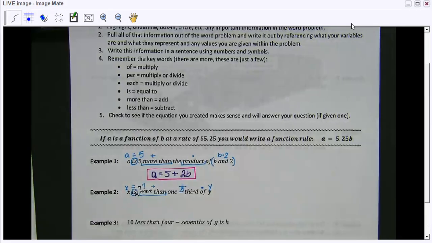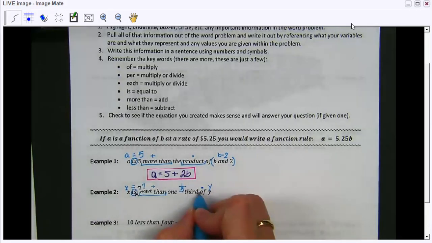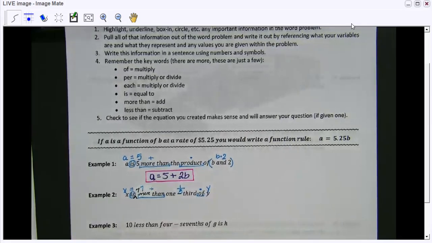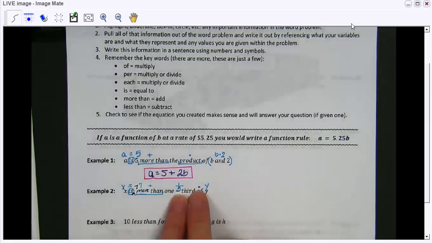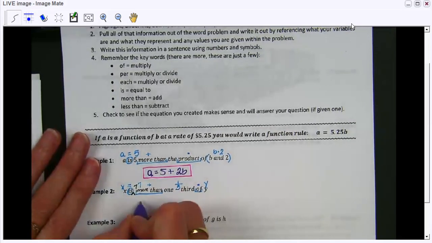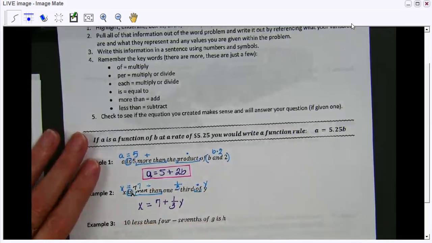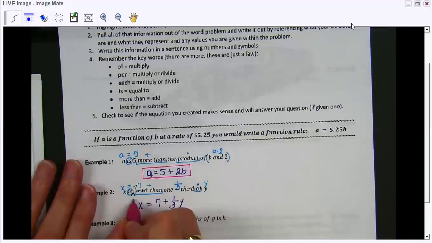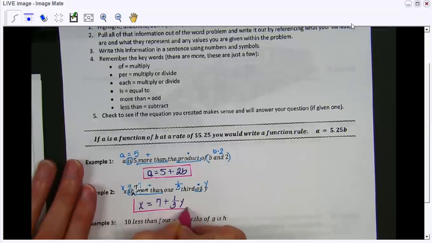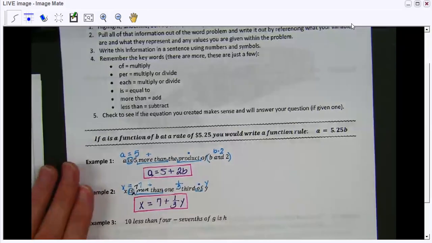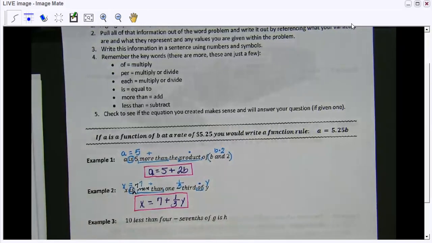Okay. So we have annotated this, and now remember, we don't use a raised dot when we write our final equation. We put our coefficient and our variables together. So this becomes X is 7 more than 1/3 y. So a lot of times, well, not a lot of times, but sometimes with these less complex phrases, we could just write it as we read it, but that doesn't happen in all cases.